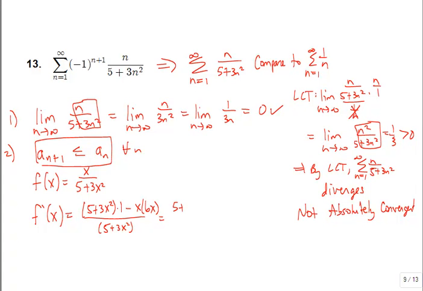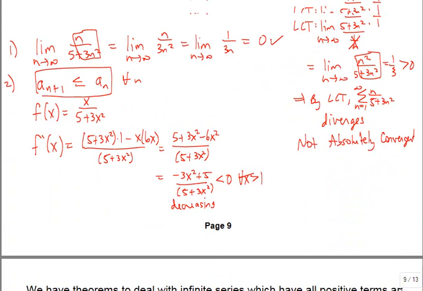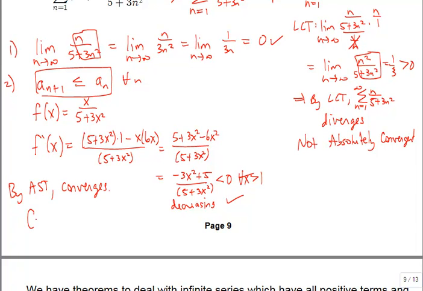So this is going to be 5 plus 3x squared minus 6x squared, which is negative 3x squared plus 5. So if x is 1, this will be positive, but if x is 2, then this becomes negative, if x is 3, this is negative, if x is 4, this is negative. So this will be negative as long as we're looking at x bigger than 1. So it is decreasing, except for the very first term, which we can disregard. And that means we've satisfied our second condition needed for the alternating series test. So by the alternating series test, this converges, which means that we are conditionally convergent. We were only able to get convergence when we threw in that alternating piece.